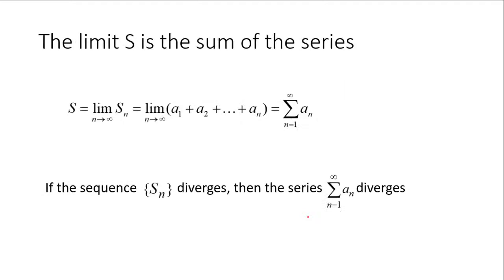For us to know whether a sequence converges or diverges, you find the limit as n approaches infinity of the sequence or of the function given to you. If the sequence sn diverges, the series also diverges. So if the sequence diverges, the series also diverges.